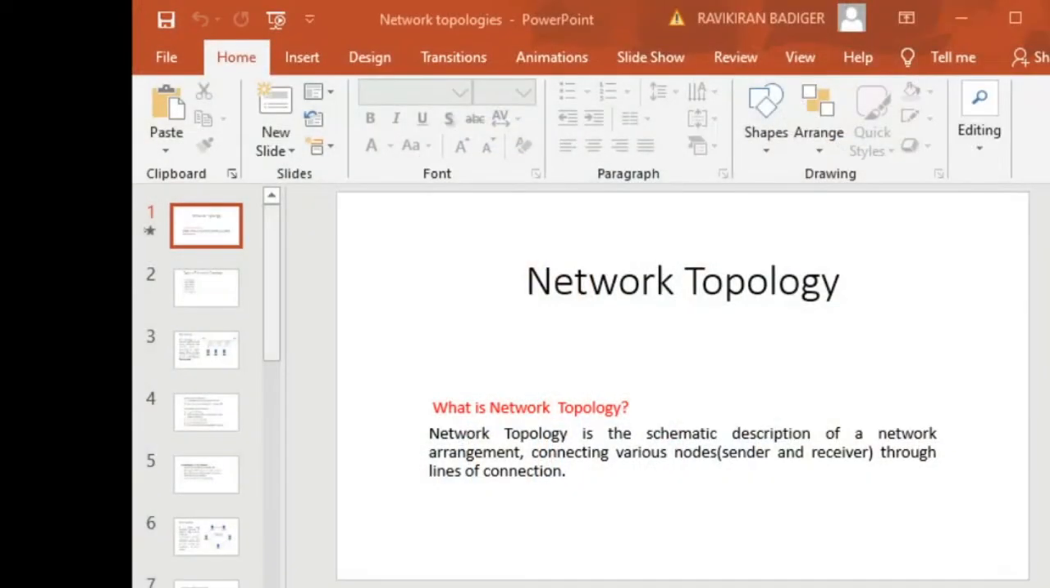Today we are going to learn about network topologies in computer network. So what is network topology? The network topology is nothing but the arrangement of the computers. The network administrator is going to decide what type of network is to be set up, and for that we need to follow the different types of topologies in order to set up a correct network topology.